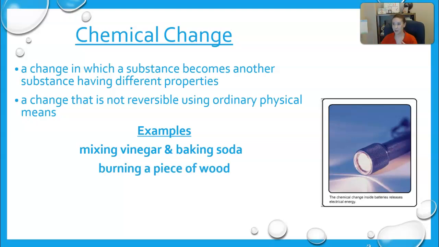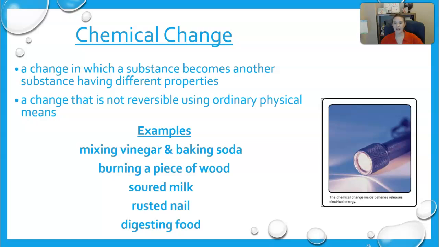Another example is burning a piece of wood. Once a piece of wood is burned, you can't undo it. Okay, so it's going to have a different property. Or soured milk. Ooh, soured milk. Or a rusted nail. Once these things happen, we can't undo it. It's not reversible. Okay, digesting food. Also evidence of a chemical change. Now, digesting food is when we're talking about actually the stomach acids that are breaking down your food for you. That would be a chemical change when the acids combine with your food to break it down.